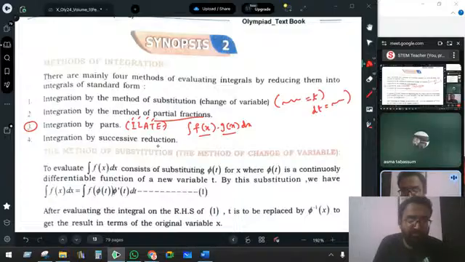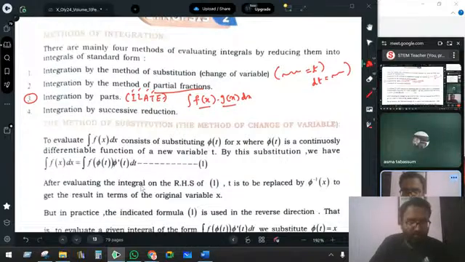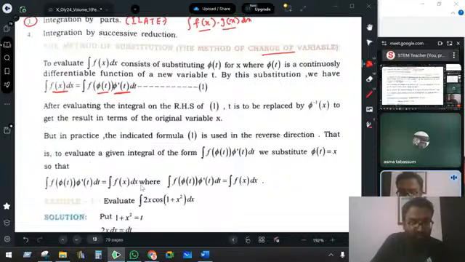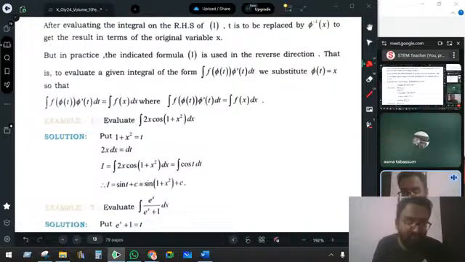Integration by successive reduction means we have to reduce the equation. This is the chain rule, or method of change of variable. So f of x, where x is in terms of phi of t, something has to be considered as t. Then the method of substitution is the first method. Something has to be considered as t. You can see. What is this question? Can you read this question, the first one?